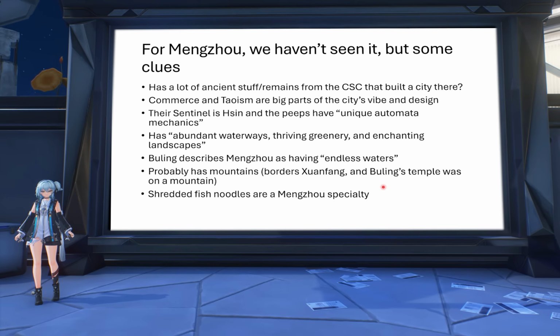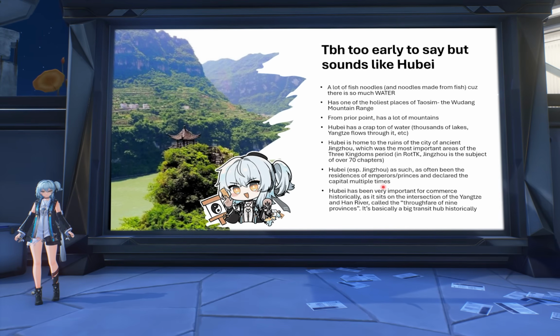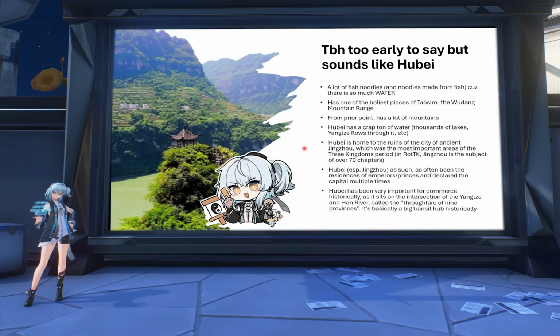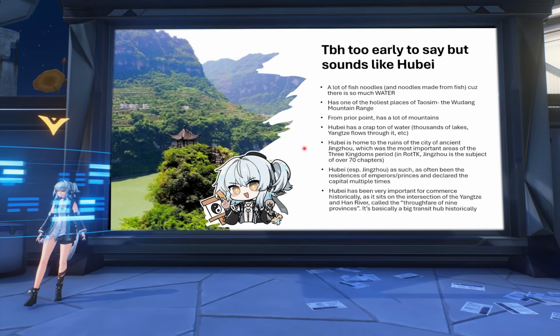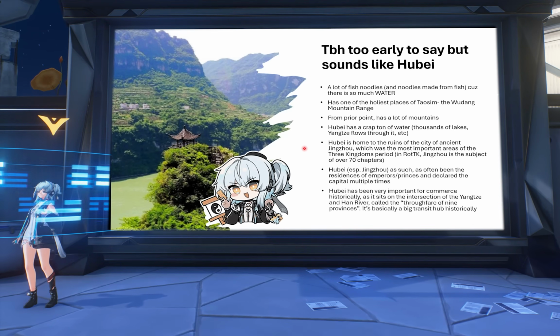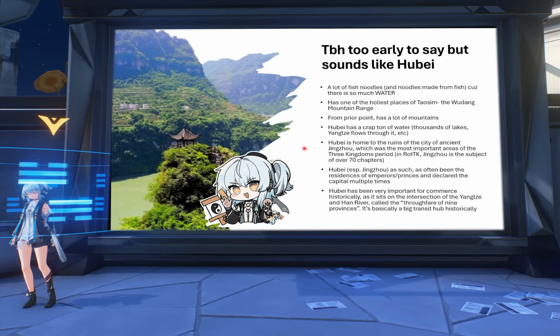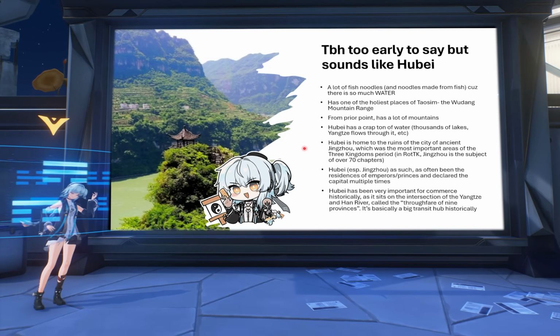And I do. However, I want you guys to take this with a grain of salt, a tinfoil hat, because this is kind of a whack theory, right? I think that Mengzhou is most likely going to be based so far on Hubei. And I've already listed the reasons why I think it's Hubei, based on everything I talked about on the right-hand side. But I'm just going to be rapid firing this.